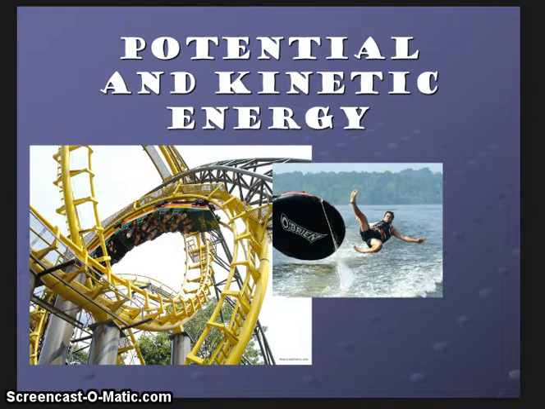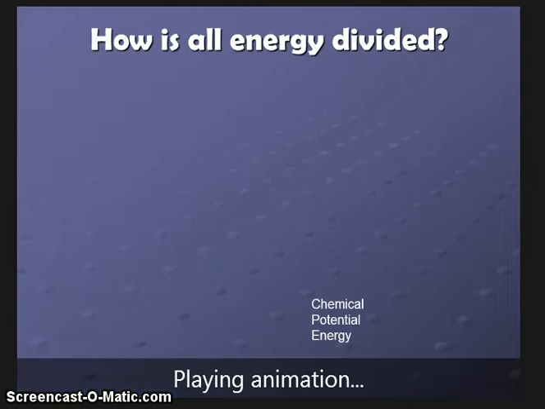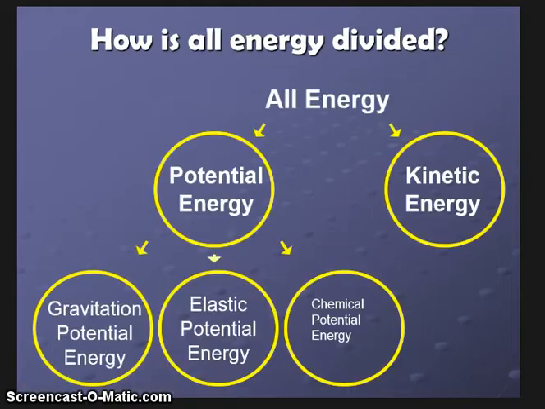There are two different kinds of energy. There's potential energy and kinetic energy. All energy is either potential energy or kinetic energy. Okay? Kinetic energy is when it's in motion. Potential energy is when it's stored and waiting to be used.